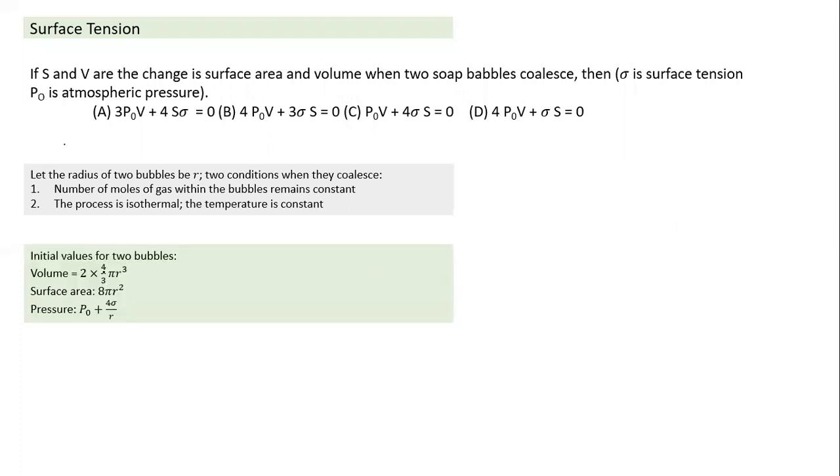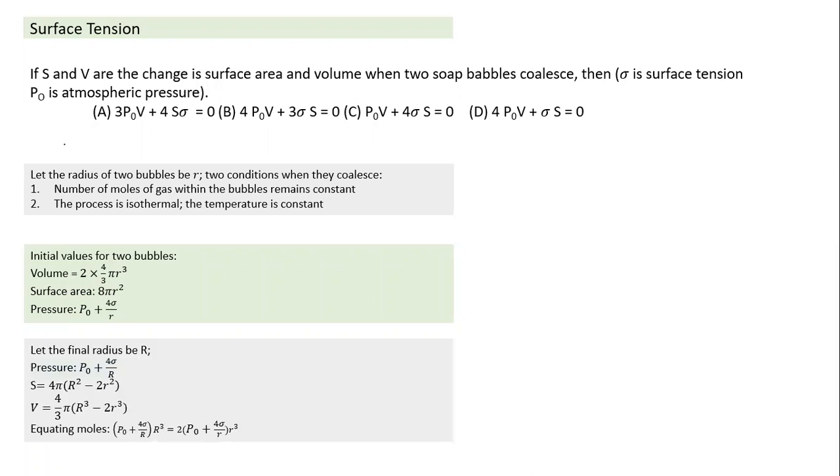Here, since we have to calculate the change in surface area and change in volume, and pressure is also involved, let's calculate the initial values and the final volume and final area. Initial case, two soap bubbles. This is the volume, simply written the value here. Surface area is directly the formula. And what would be the pressure? If the radius is r, pressure is P naught plus 4 sigma by r. This is the outside pressure plus excess pressure.